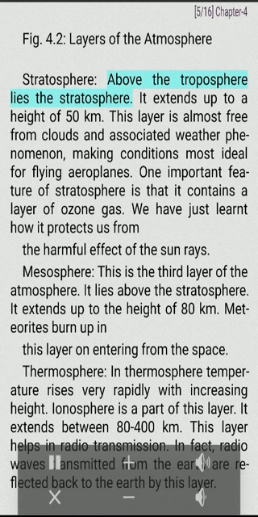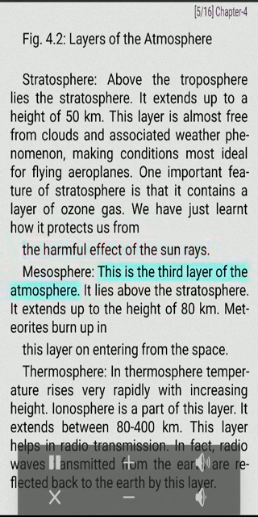Stratosphere. Above the troposphere lies the stratosphere. It extends up to a height of 50 kilometers. This layer is almost free from clouds and associated weather phenomenon, making conditions most ideal for flying aeroplanes. One important feature of stratosphere is that it contains a layer of ozone gas. We have just learned how it protects us from the harmful effect of the sun rays.